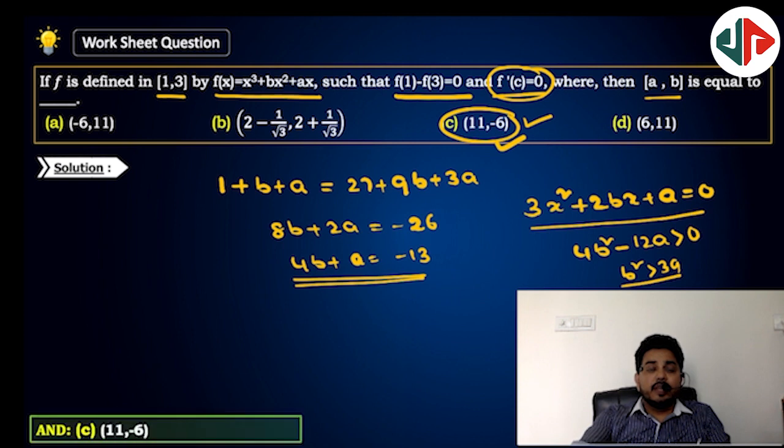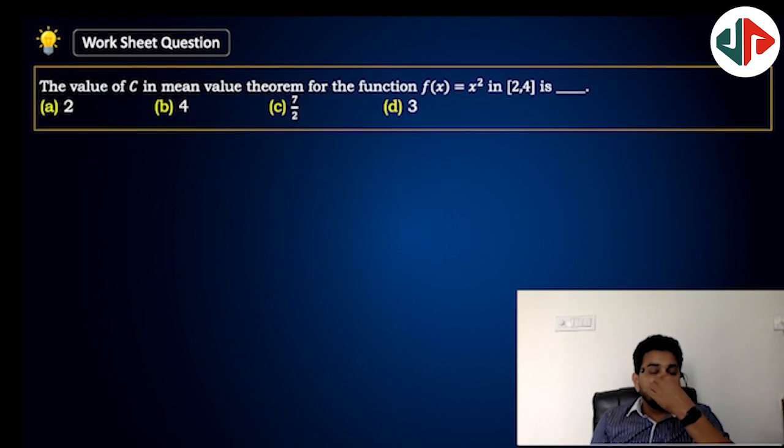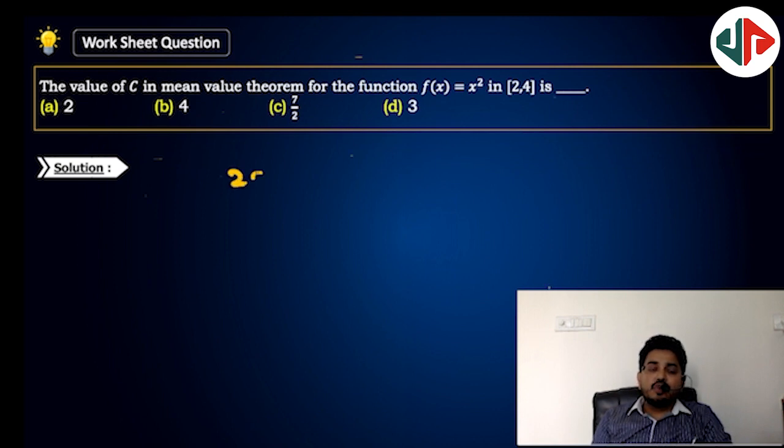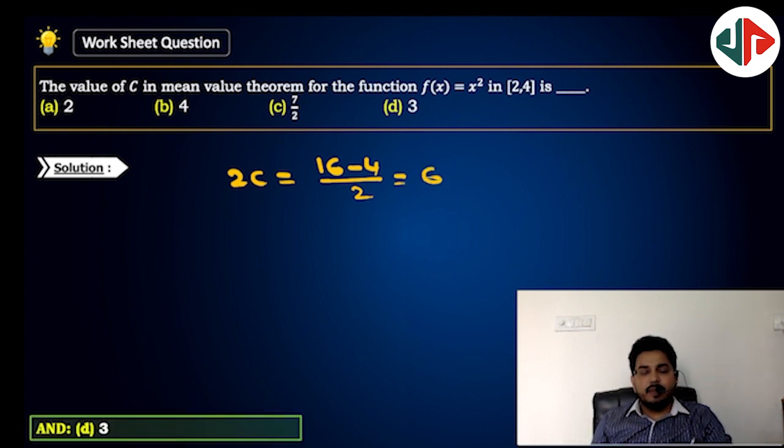Moving to the next question. The value of c in the mean value theorem for the function x square. So derivative is 2x. That is 2c is equal to (16 minus 4) by 2, which is equal to 6. So c is equal to 3.